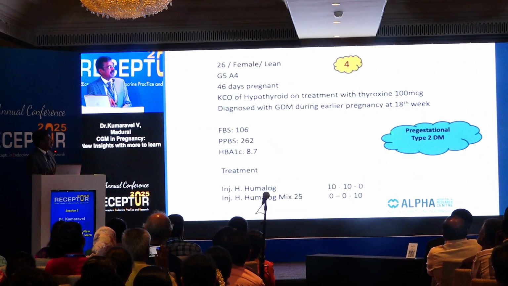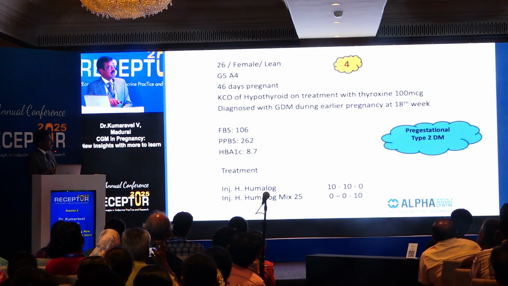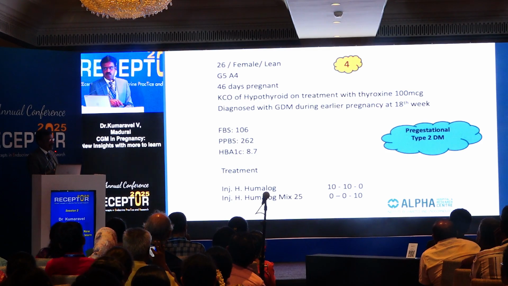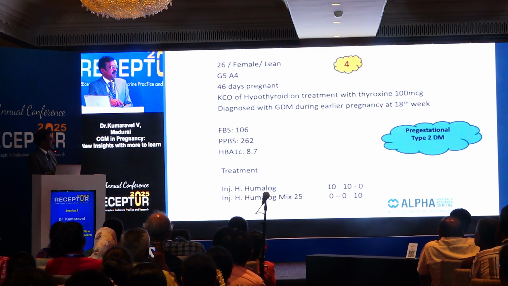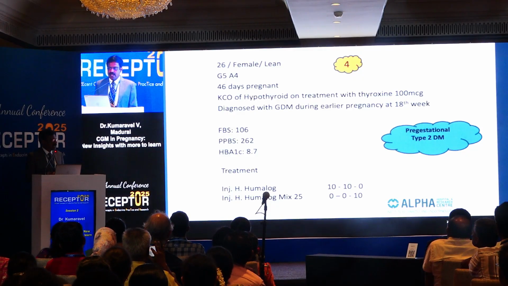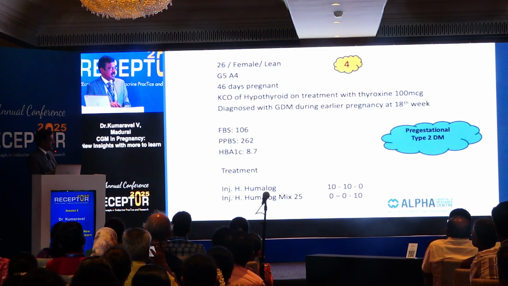A pre-gestational type 2 diabetic patient who is 46 days pregnant, with 4 abortions, and a known case of hypothyroid on 100 micrograms. Fasting is 106, postprandial is 262, HbA1c is 8.7. We know it is definitely not good control, but many a time with 4 abortions, the parents want to continue the pregnancy and take a chance on what is going to happen. It becomes a precious child.